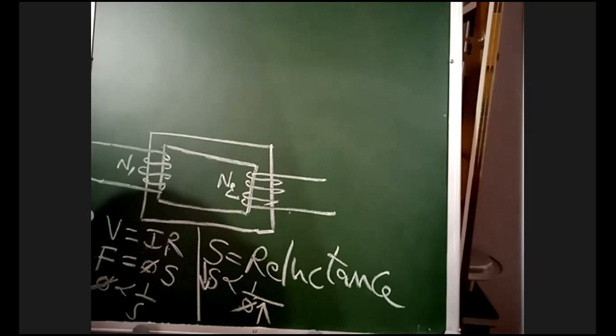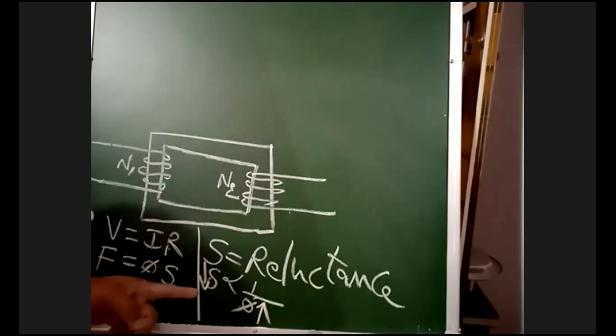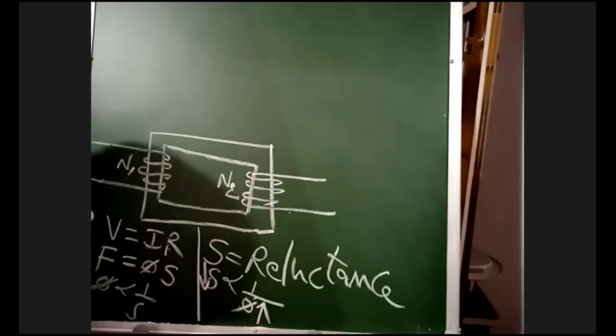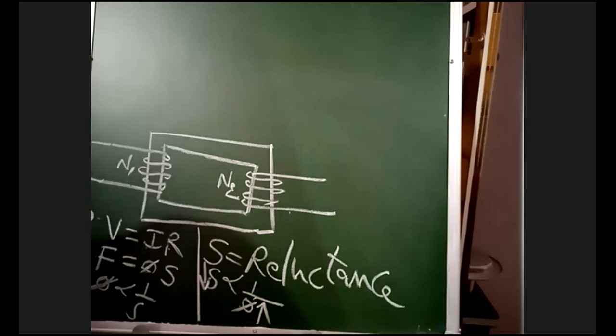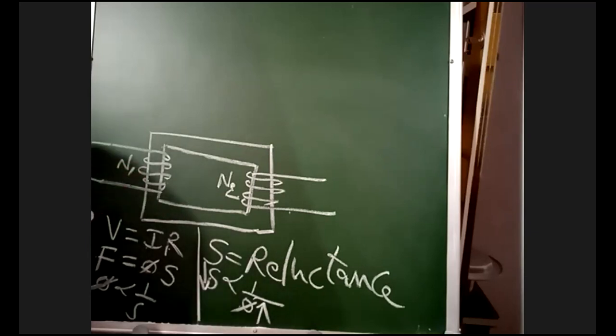Electric quantity we are calling resistance, but in magnetic quantity we are calling it reluctance. Analogous quantity for resistance is reluctance. Here it will oppose the flux. Suppose if reluctance is less, your flux will be increased. That's why we'll use the iron piece. The property of iron piece is having low reluctance. If reluctance is less, more flux is developed.